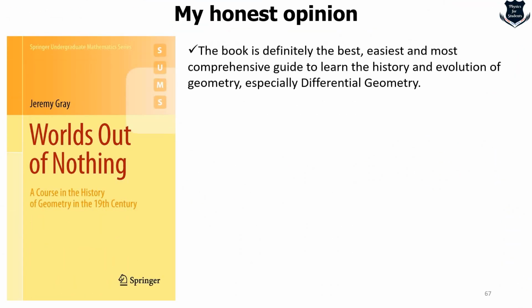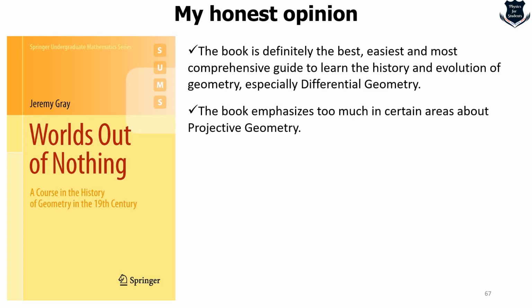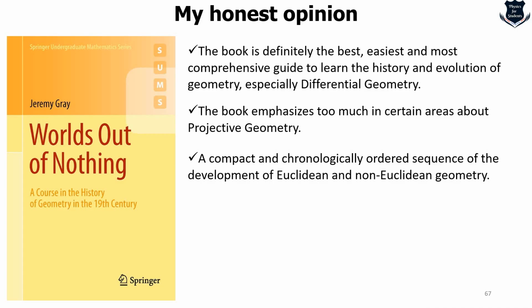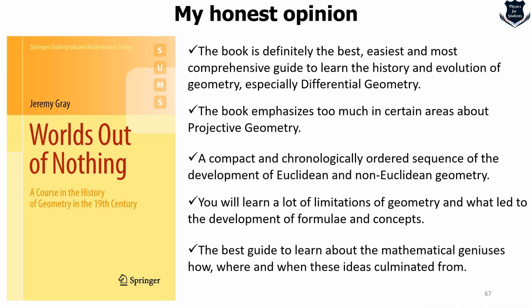If you take my honest opinion, I would say this book is definitely the best because it covers everything about the history of differential geometry, and it follows a lot of limitations in terms of geometry. What are those limitations? What are the concepts which are developed? A compact and chronologically ordered sequence. The book emphasizes a lot about projective geometry, and is the best guide to learn about the mathematical geniuses here, how, where, and when these ideas actually came from.